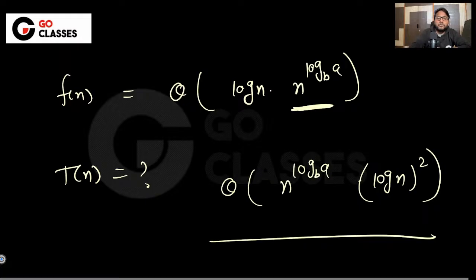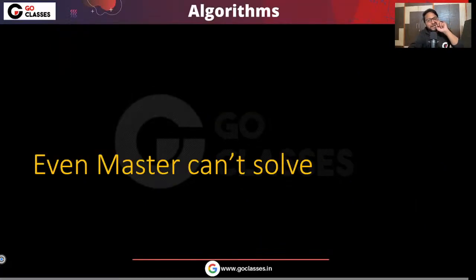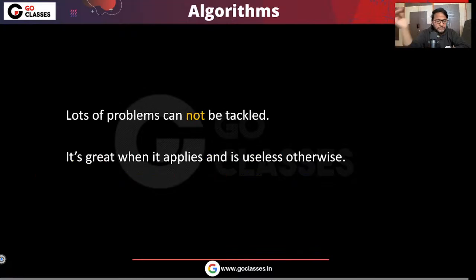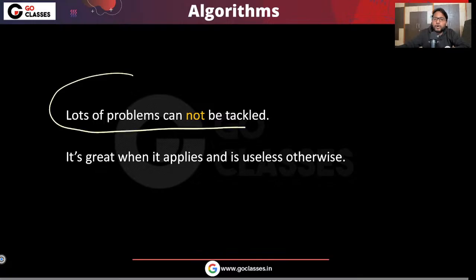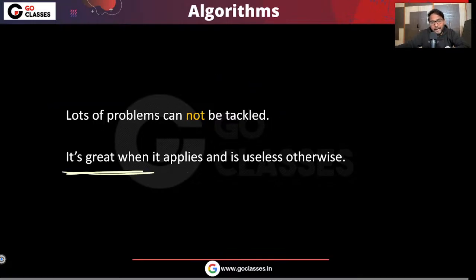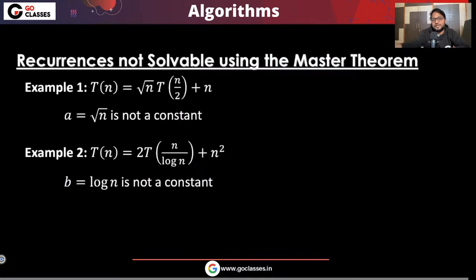Cool. Now let's see some cases that even Master's theorem can't solve. There are many things that Master's theorem also can't solve. There are lots of problems that cannot be tackled by it. Master's theorem is great when it applies, and it's useless otherwise. If you can't apply it, then it is basically useless. So there are many cases. For example, there is a case something like this.